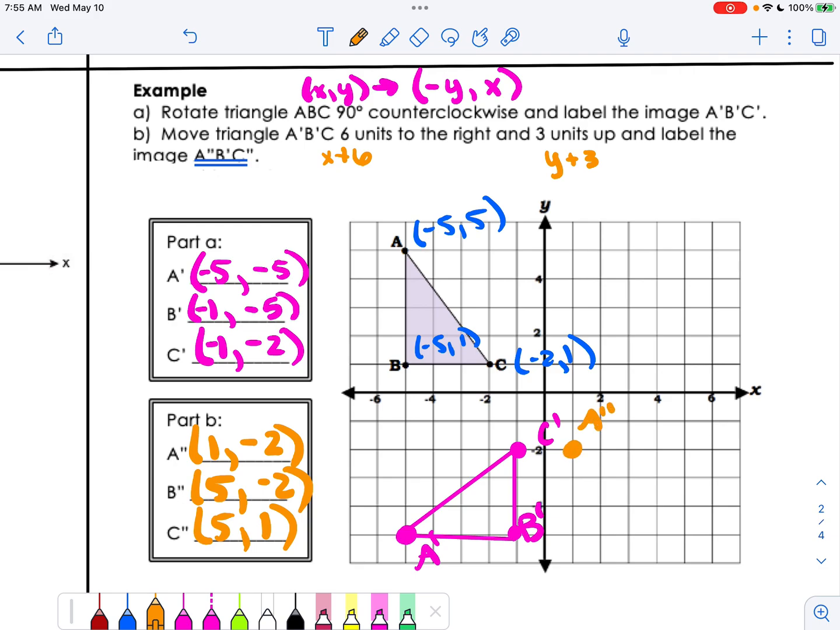So there's my second A. Again, notice I'm putting 2 marks there. (5, -2), so there's new B. And C over 5, up 1, so there's new C. There we go.